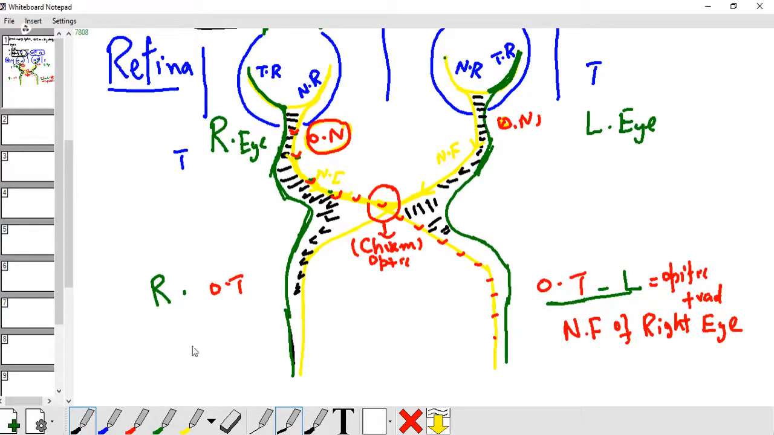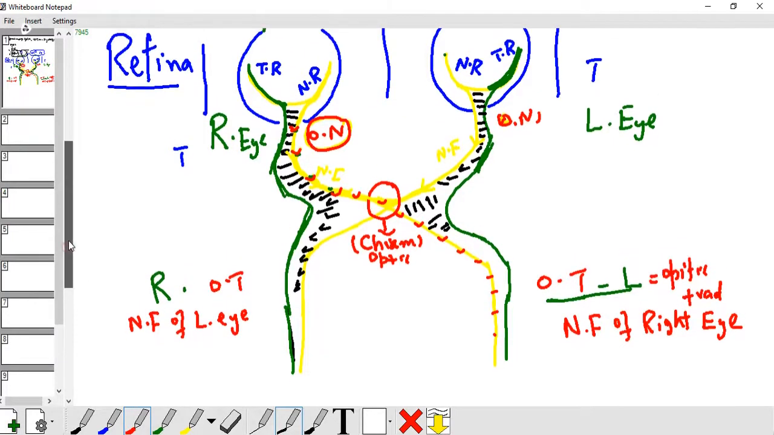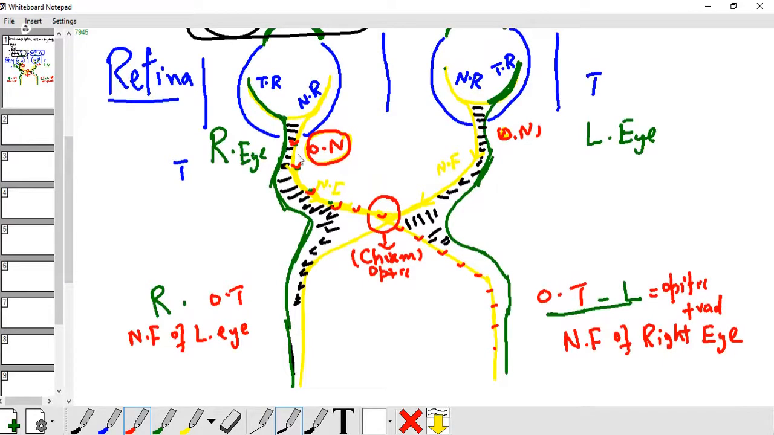You can see here, the right optic tract having nasal fiber of left eye. These fibers are crossing: the right eye going to the left tract, and the left eye going to the right tract, the right optic tract.